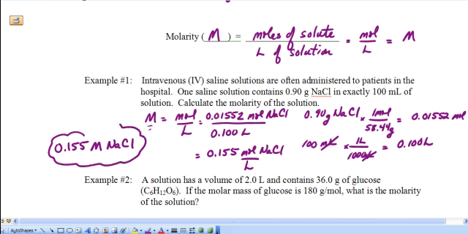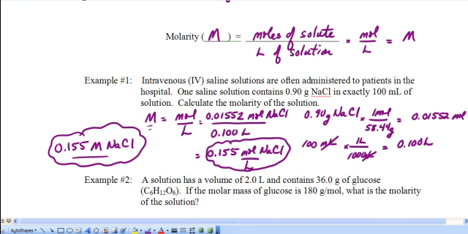Either way is acceptable. Typically you're going to see this way written on a bottle, but when you go to do calculations, you really want to use this form over here because it gives you the units of moles and liters that you're going to need to divide out. Alright?